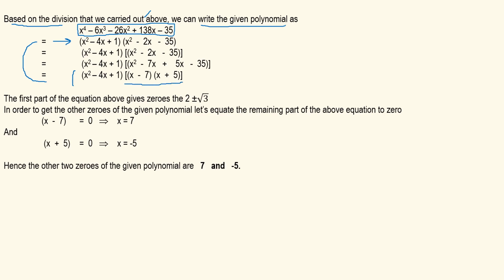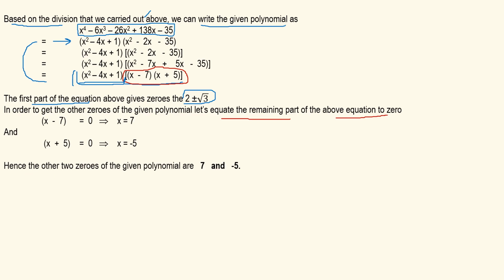You would notice that the first part of the equation gives us the zeros as 2 plus minus square root of 3. But in order to get the other zeros of the polynomial, let's equate the remaining part of the above equation, and this is the second part, or the remaining part, of this equation. Now let's equate this to be equal to 0.